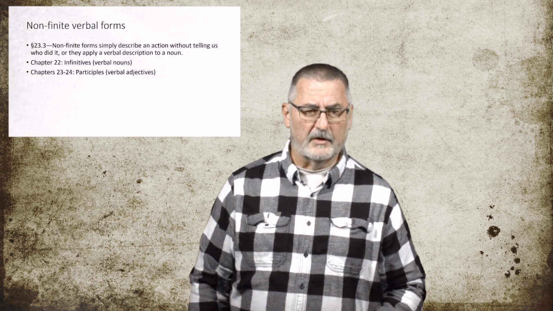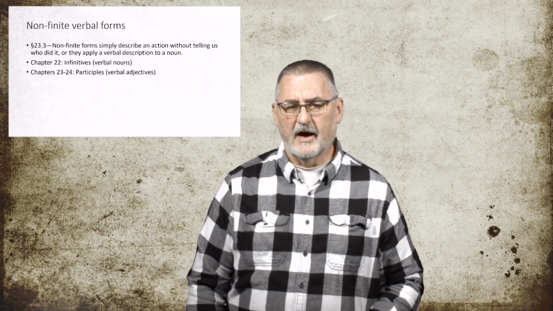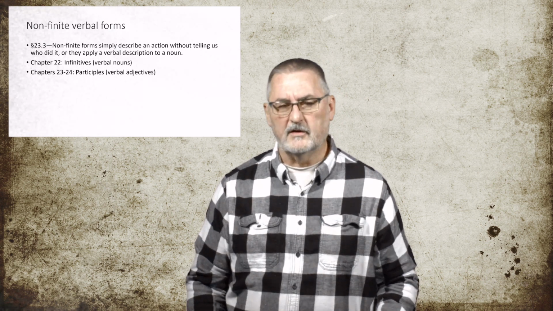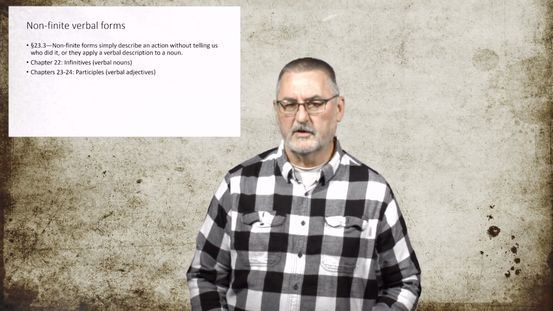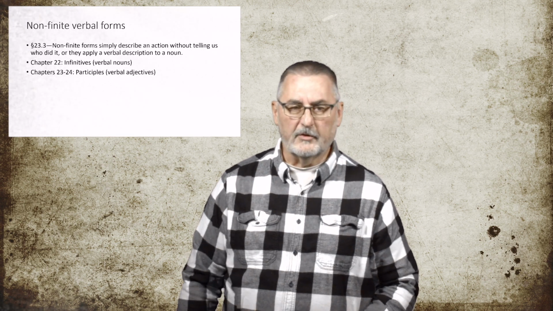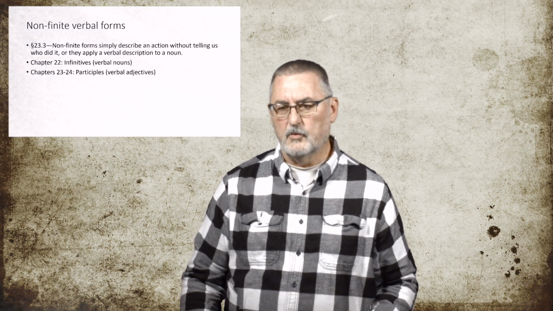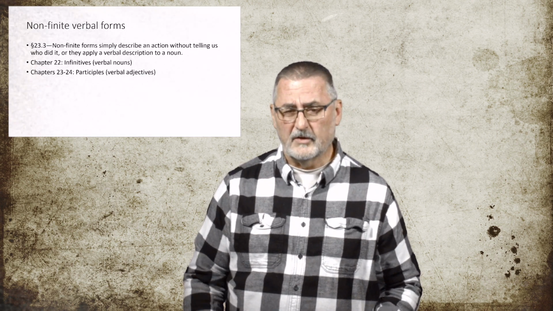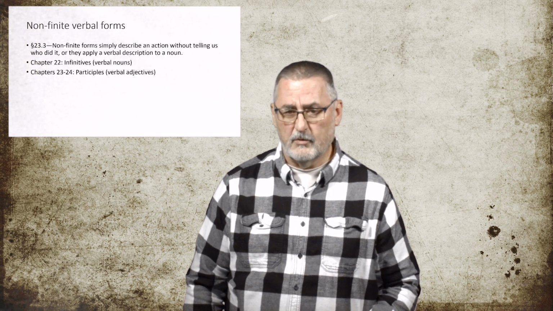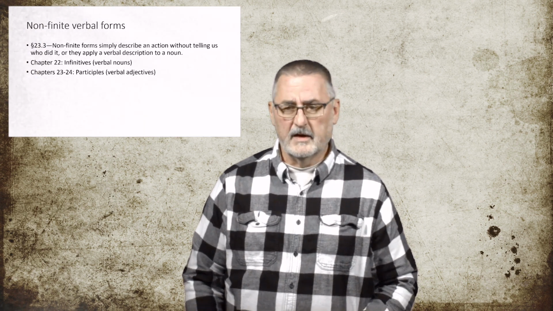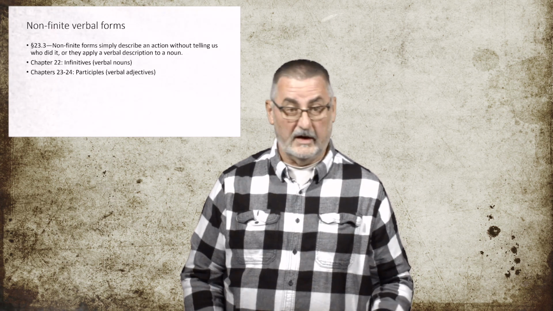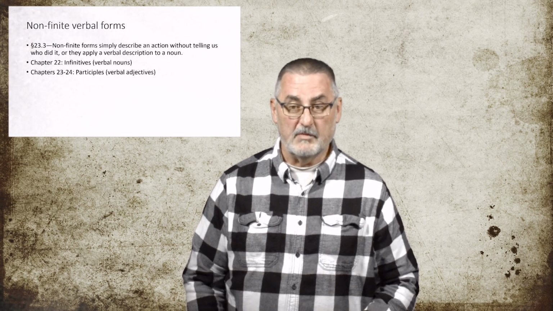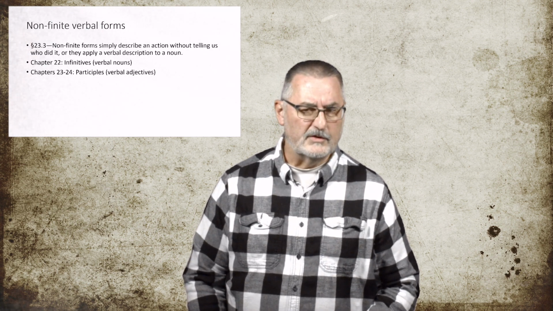Out of section 23.3, we read this: non-finite forms simply describe an action without telling us who did it, or they apply a verbal description to a noun. And so as we saw in chapter 22 on infinitives, which we would label as verbal nouns, the chapters we are going to look at this week are participles, and we would call them verbal adjectives. In the same way, an infinitive may look at either a noun or a verb and say, "You think you're hot stuff, I can do what you do," maybe even better. Participles do the same thing.